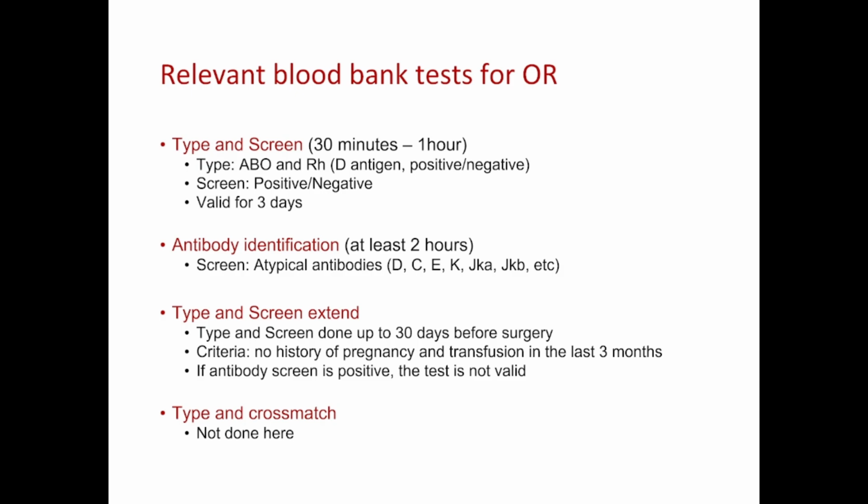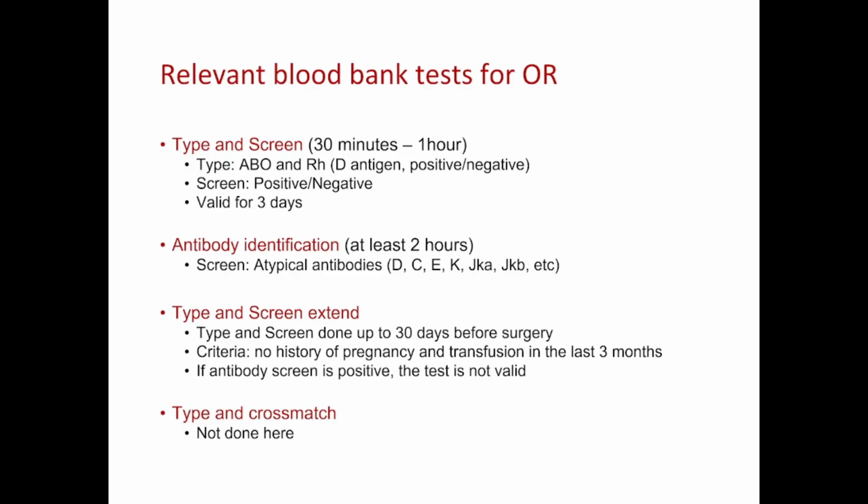Then there's the antibody identification. This can take at least 2 hours, sometimes longer. So if you are aware that your patient has a bunch of antibodies, please order type and screen earlier rather than later. The type and screen extend, these are great when the patient fits into this criteria, because this is great for patient care, for OR.